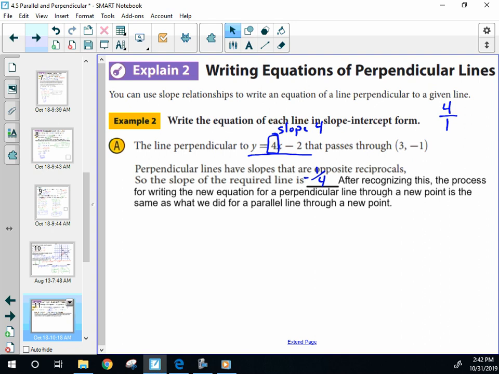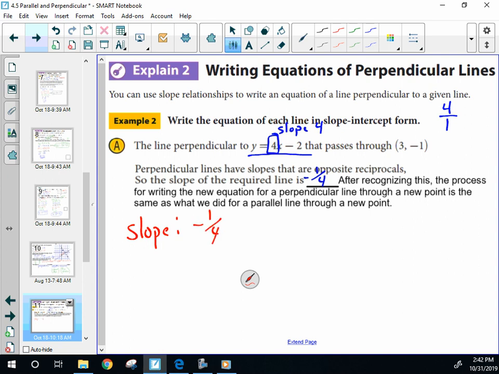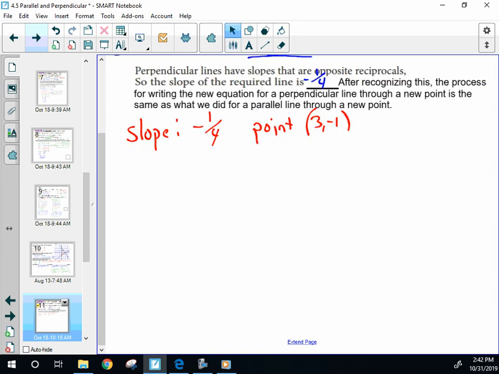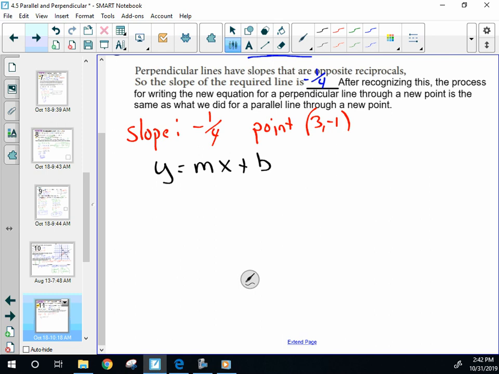It's the opposite reciprocal. So when I write the equation of my new line, it has to have a slope of negative 1/4, and it must go through the point 3, negative 1. Now that I've identified that, I'm writing it the same way I did before. Y equals mx plus b. I can plug in my slope, which is negative 1/4.